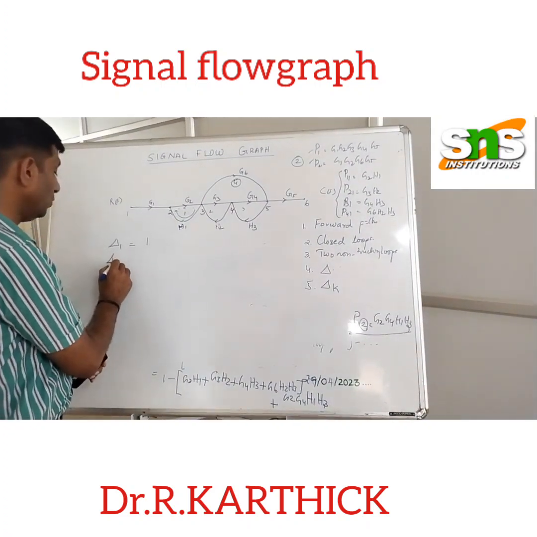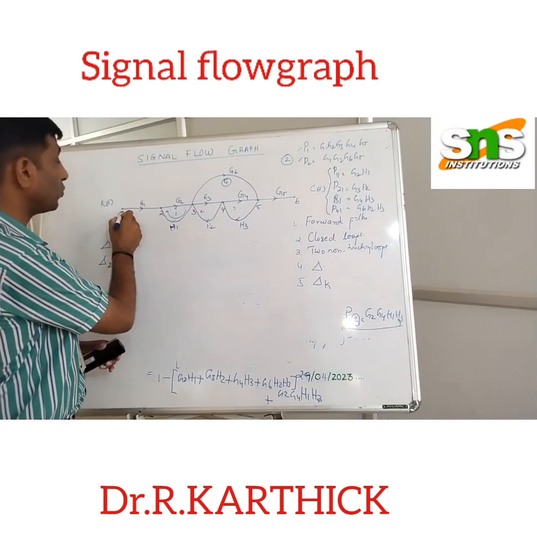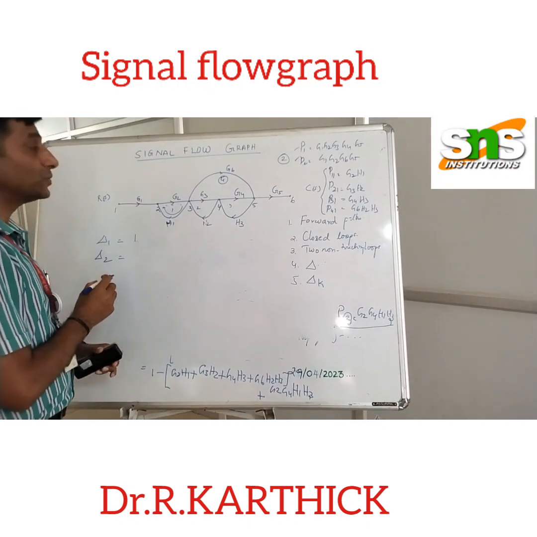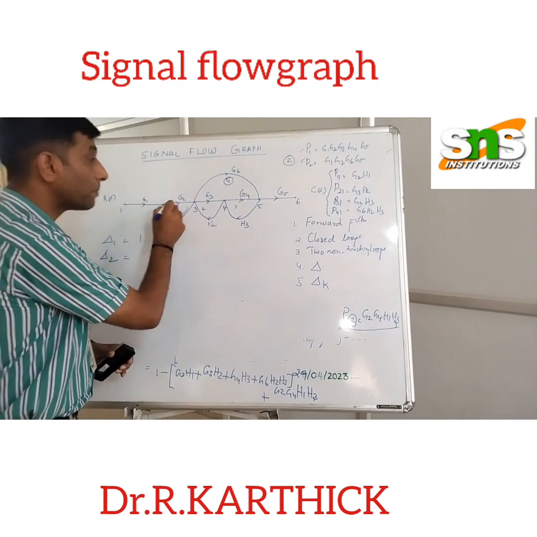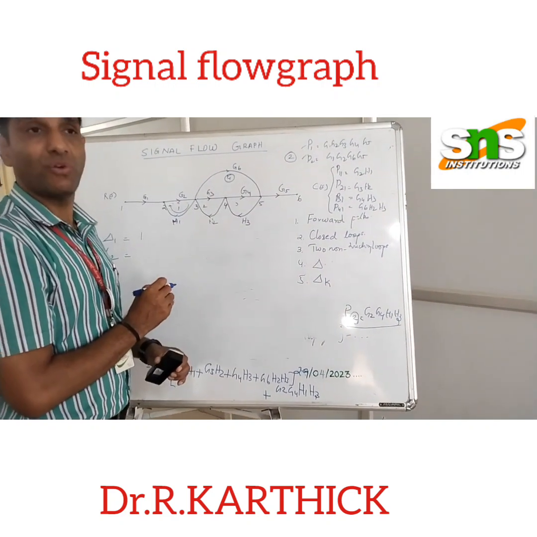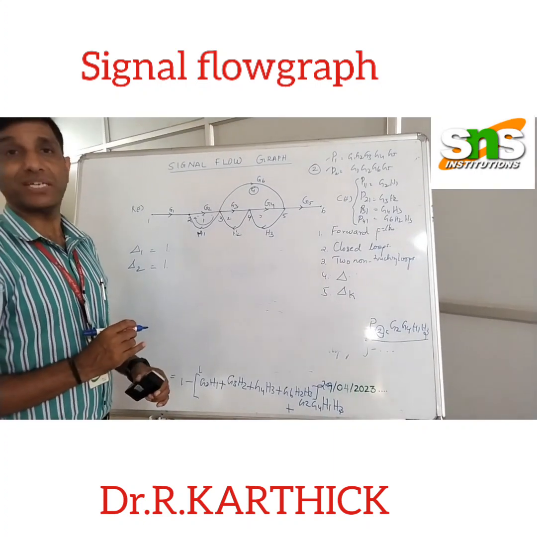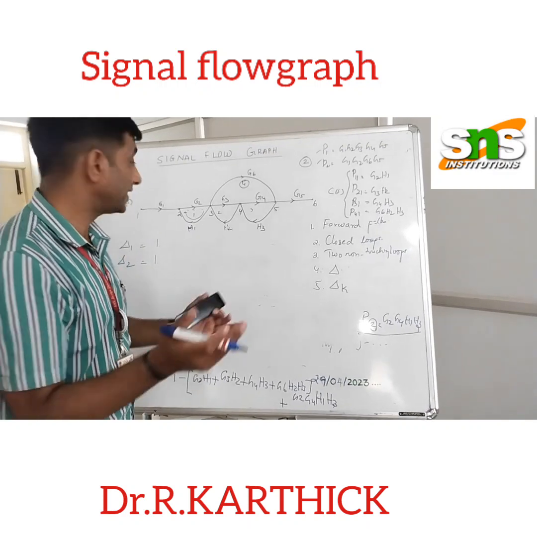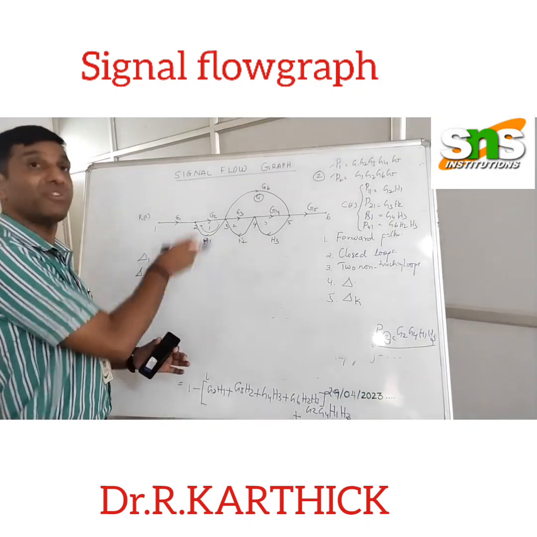Similarly, delta 2 is for the second forward path, where our second forward path is 1, 2, 3, 5 and 6. Again you see all the loops have nodes which are a part of the second forward path. Therefore our delta 2 is also equal to 1. So we don't have loops which do not have any common points. In that case we can simply write delta 1 as equal to 1. Actually it is delta for the forward path.